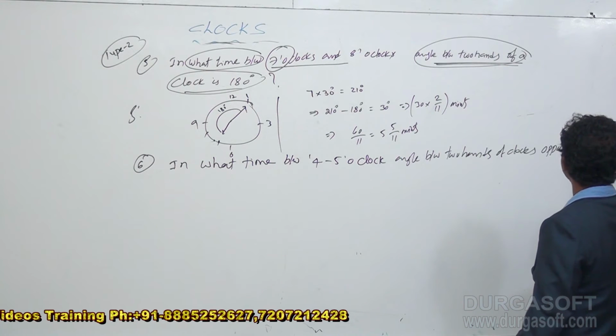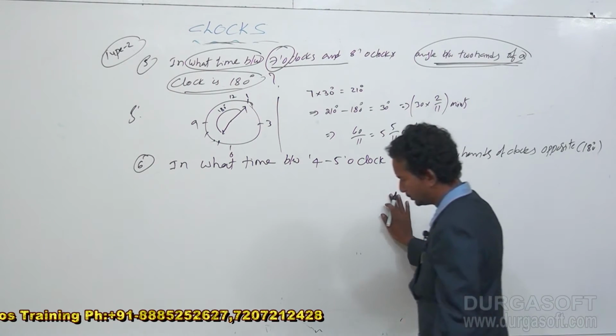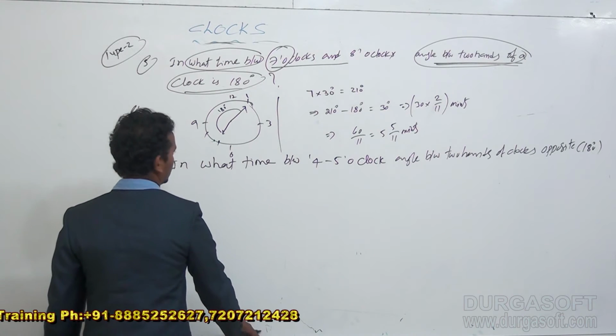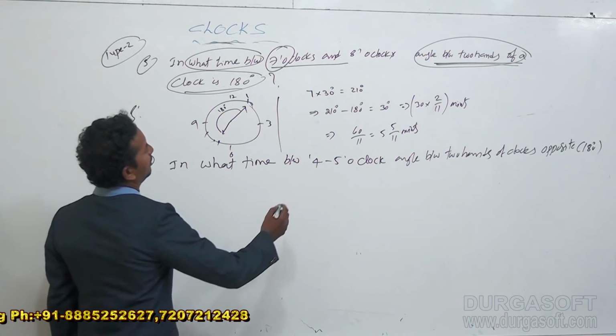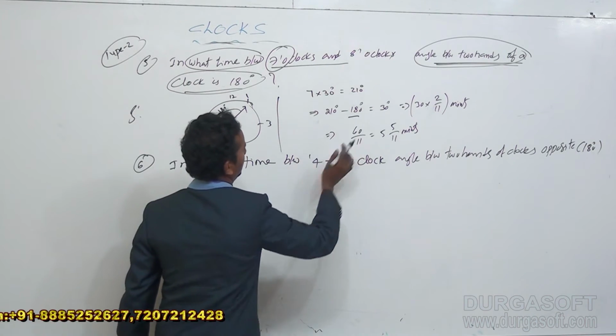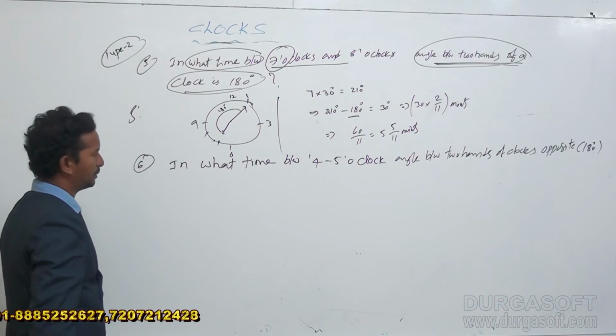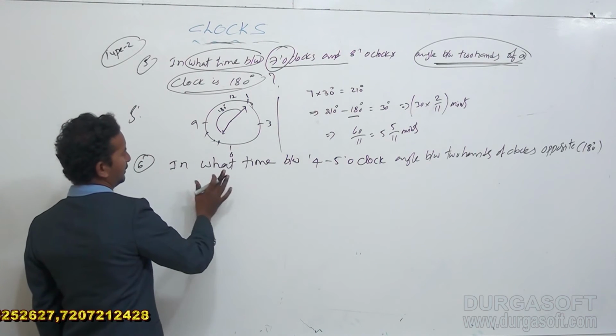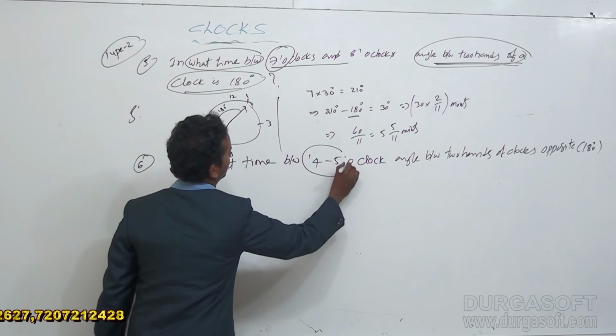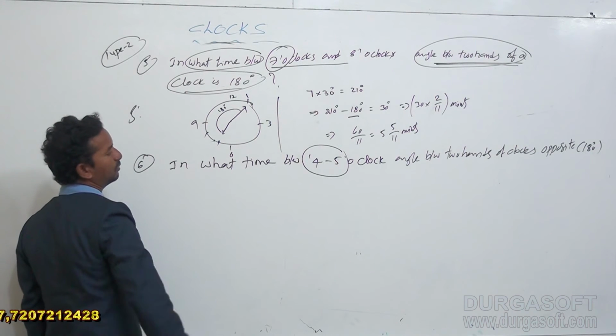Two hands of a clock are opposite here. What is this one? Why am I subtracting in this problem and why am I adding in this problem? First see this problem, then I will explain. Between 4 o'clock and 5 o'clock, the angle between the two hands of a clock is 180 degrees.